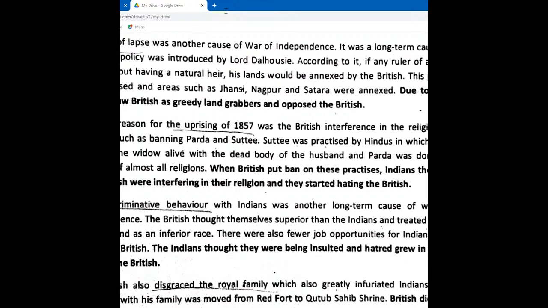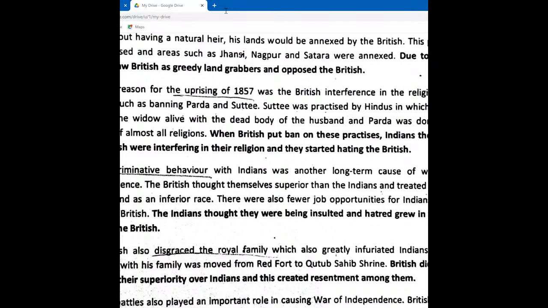Similarly, another reason was interference in religion. The British had banned Parda and Sati. Parda is a Muslim practice, and the Muslims were threatened. Sati is a Hindu practice. They felt threatened, I mean, they felt that the British were interfering in their religion. So when the British put a ban on these practices, Indians thought the British were interfering, and they started hating the British. This is why they rose up against them.